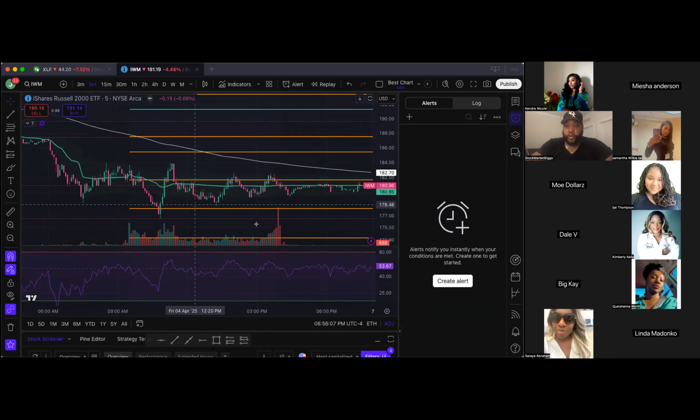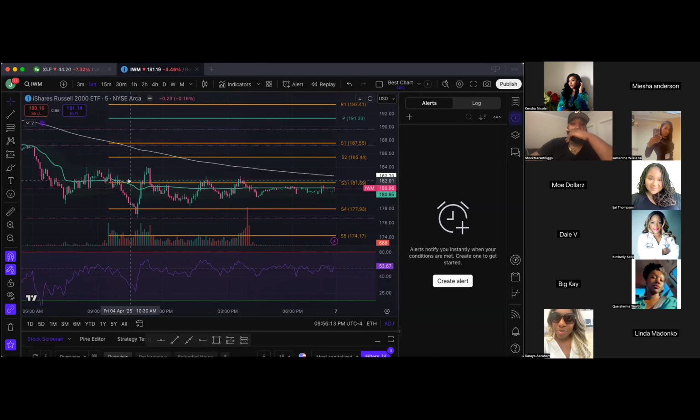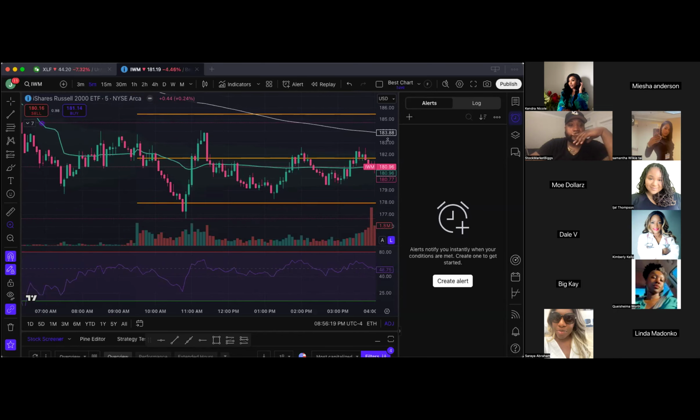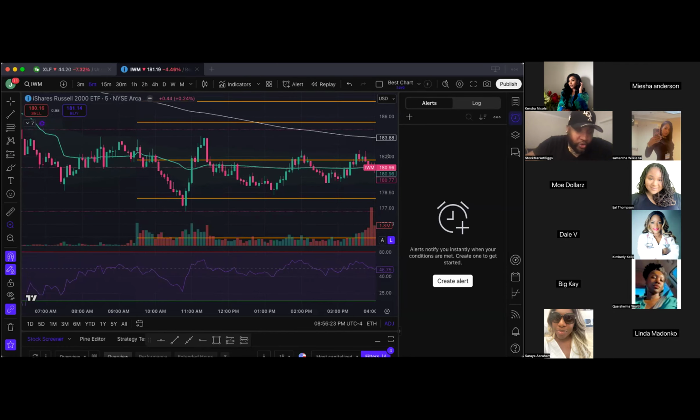So here, do you guys see the screen well? It's IWM. And you see I have the pivot points on here as well. I wanted to show you guys on Friday, I signaled IWM. I signaled IWM around 9:50.